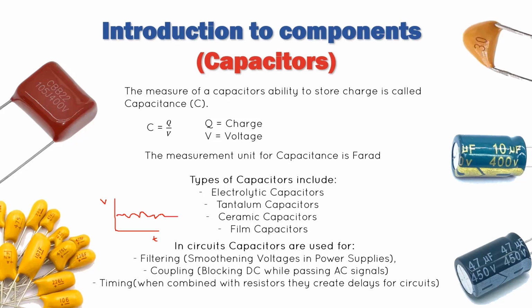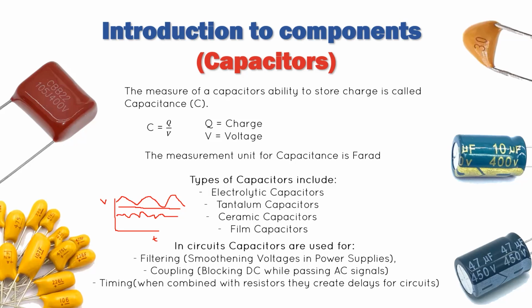The ripples can be even worse than this. We could have things like this. Now a capacitor would smoothen out this whole thing to give us this smooth one. So that's the capacitor being used to filter or smooth voltages in power supplies.